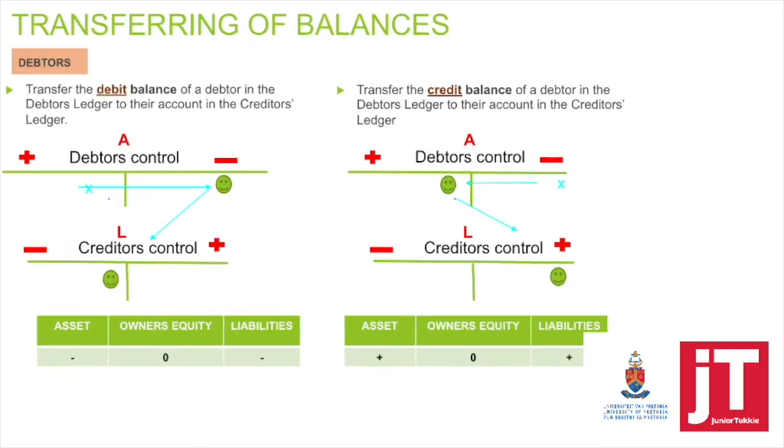Looking at debtors, we can have a debtor with a debit balance that needs to be transferred. If that happens, it means that my debtor's control will be credited, creditor's control is debited, so assets minus, liabilities minus. If we have a debtor with a credit balance that needs to be transferred to the creditor's ledger, it will be that my debtor's control is debited, creditor's control is credited, therefore assets plus, liabilities plus.